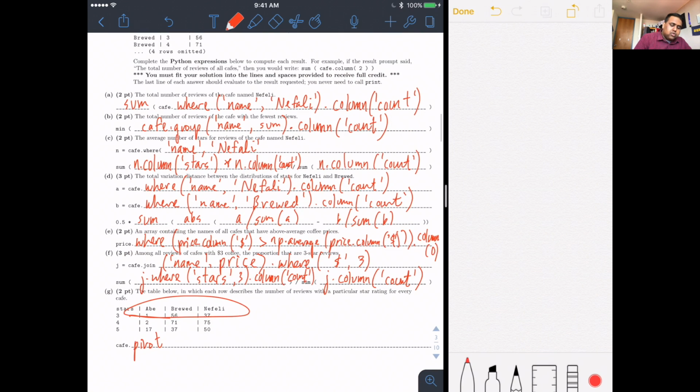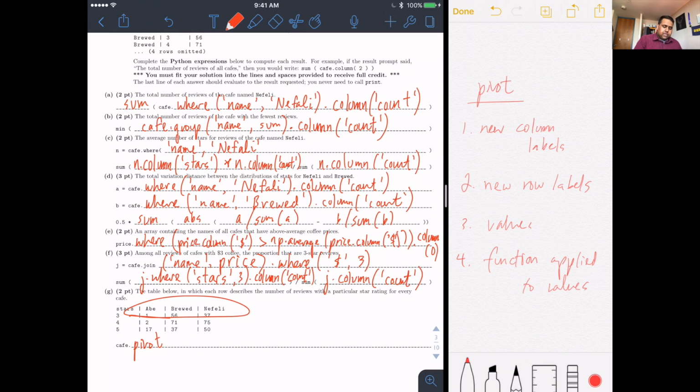So pivot can take either 2 or 4 arguments. If we recall, the first one is the new column labels. The second one is the new row labels. And the optional third and fourth are the values and the function applied to the values. Okay, so we need to see, what are our new column labels? What are our new row labels, right?